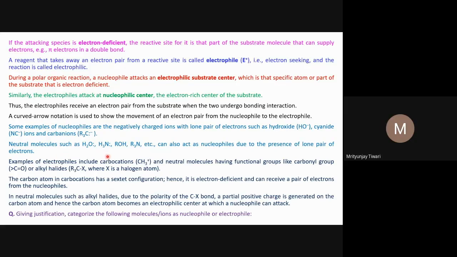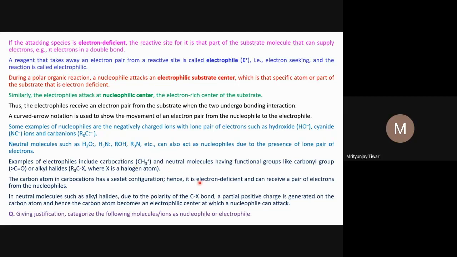The examples of electrophiles, meaning the electron deficient species, include carbocations. Electron deficient species can have a positive charge. If the positive charge is there, it means that the species is electron deficient. All the carbocation intermediates are positively charged species, and so they are electrophiles.